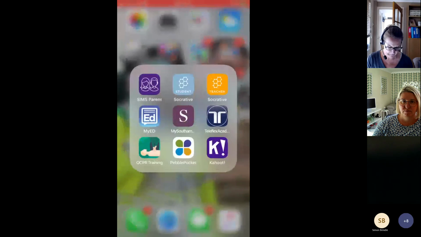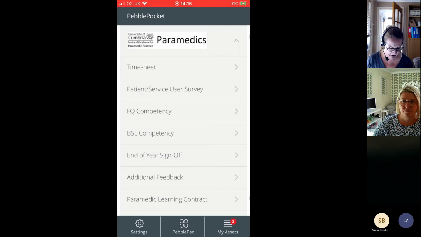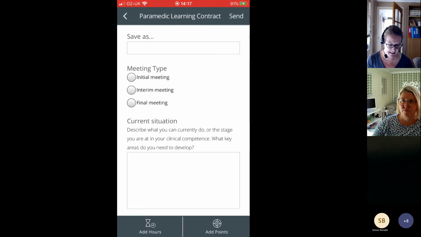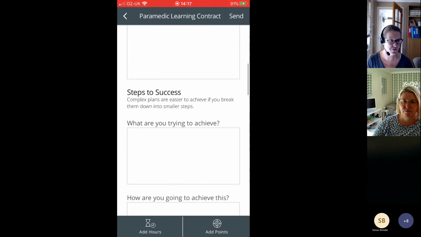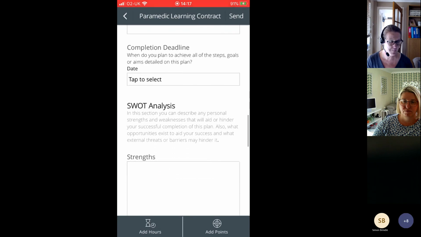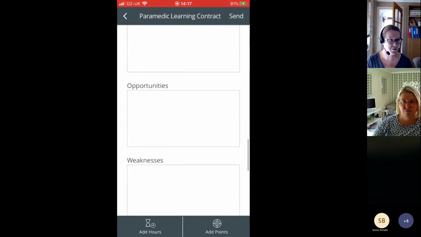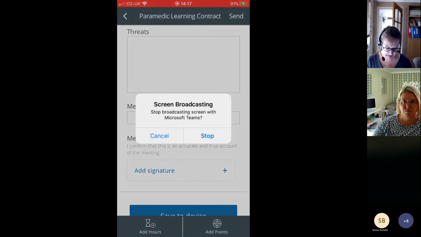Okay, so again, you should see the Pebble Pocket app appear. You go into the University of Cumbria, there's a paramedic learning contract tab just down here. And again, that can all be filled in. It's there as a template for yourself and your students to use. So what they're trying to achieve, how it's going to be reviewed, deadlines can be put in there, and then there is a template there for a SWOT analysis as well. Then you can sign off that yourself, and the students then save that. They add that to their Pebble Pocket, their PebblePad. Let me stop sharing that.